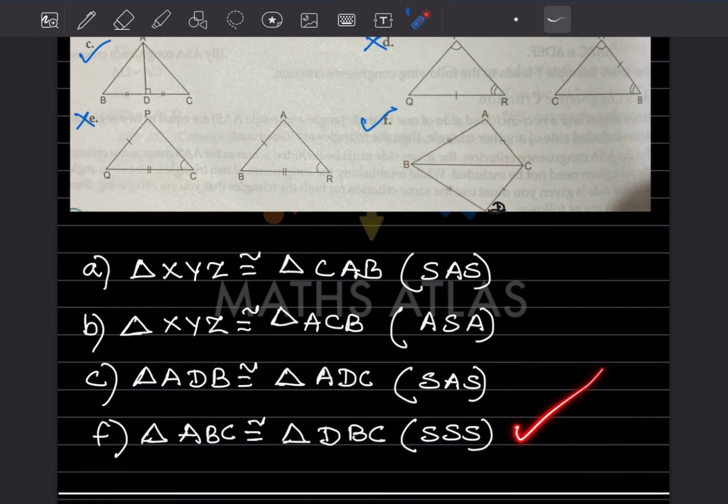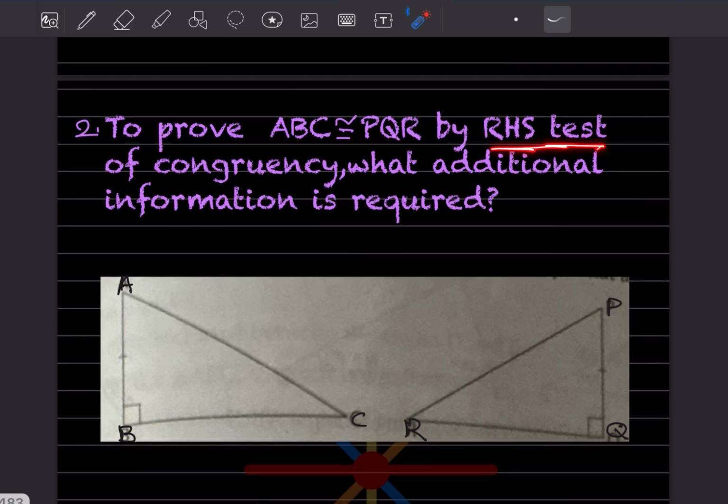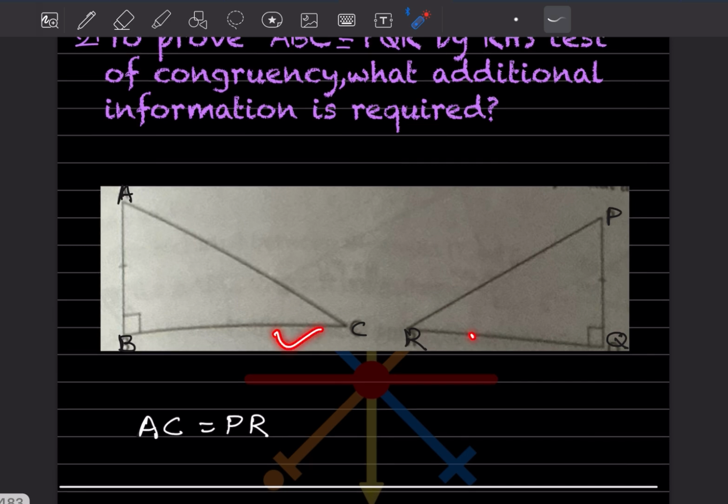So that is SSS. Now to prove ABC is congruent to PQR by the RHS test of congruency, what additional information is required? So these two are given.